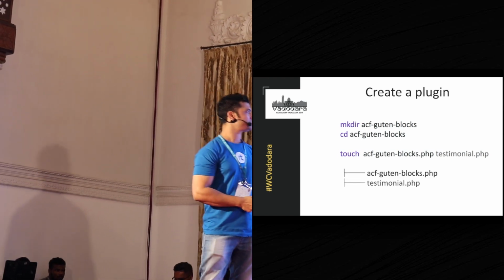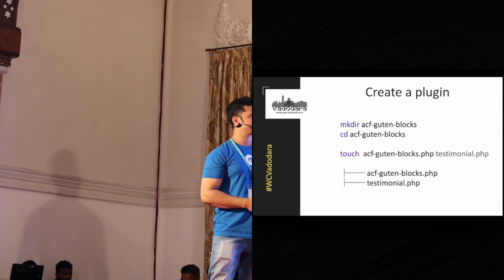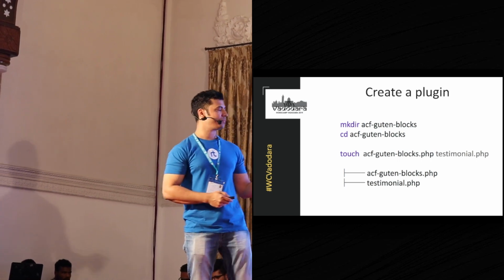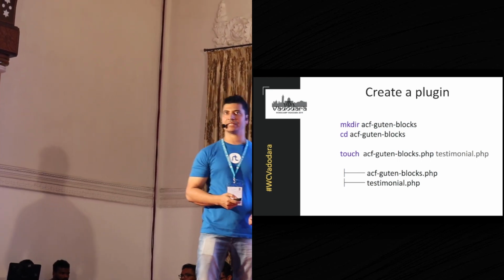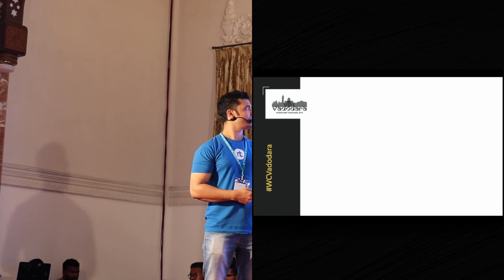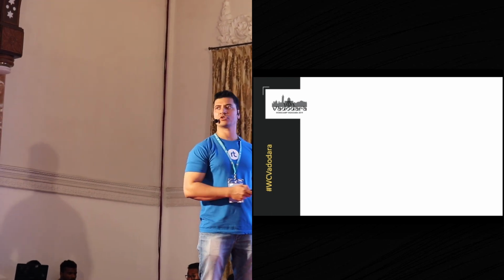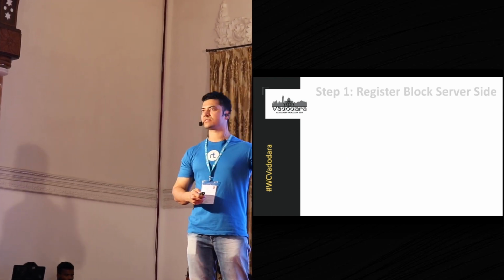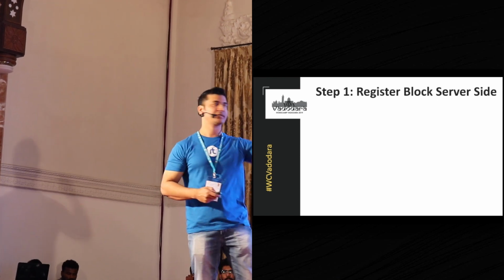Yeah, okay. So this is my directory structure. Once I create my plugin, you have your main plugin file, which is ACF Gutenberg Blocks, and then you have the template as well. Perfect. We are good so far, guys? Are we going too fast? No? Great.